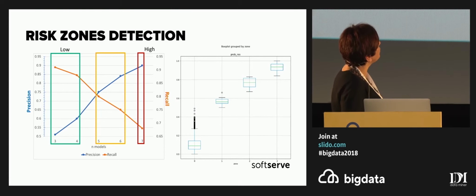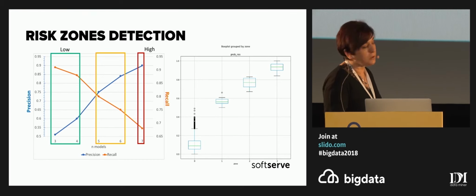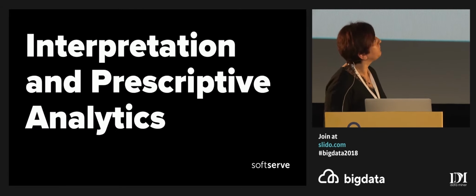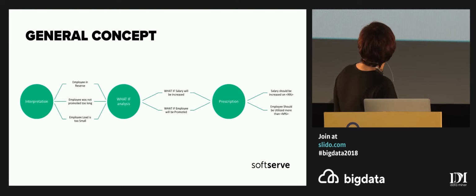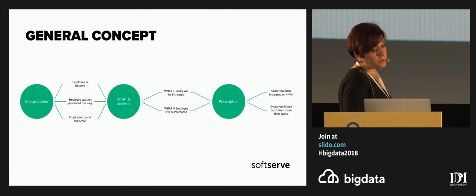That's the distribution of the final score that our model provides. In the case of an employee not at risk, the final score will be from 0 to 0.5, and for the first, second, and third risk groups, this score is distributed more or less uniformly. Next is interpretation and prescriptive analytics, the last slide actually. We provide some basics for interpretation and prescriptive analytics.